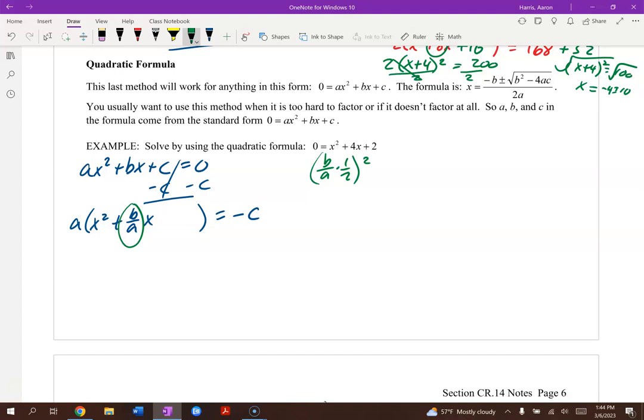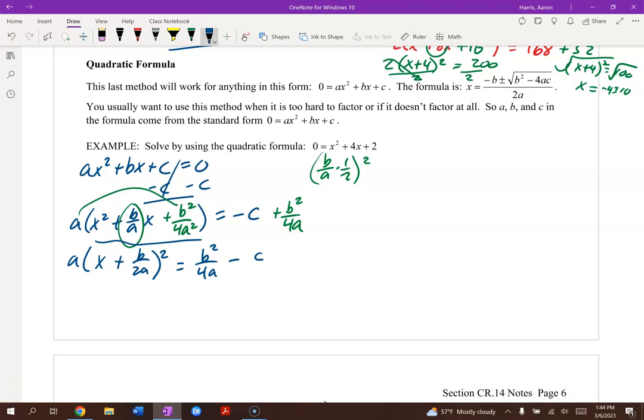Then what I'm going to have to put in here is b squared over 2a quantity squared, in other words, 4a squared. Well, if I distribute the a, what I actually added to this side, one of those a's cancels, is b squared over 4a. And now what I have is a times x plus b over 2a quantity squared, once I factor this. I'm going to write this as b squared over 4a minus the c. Now I'm going to get rid of this a over here, so each of these terms is going to be divided by a. And so I've got this perfect square.